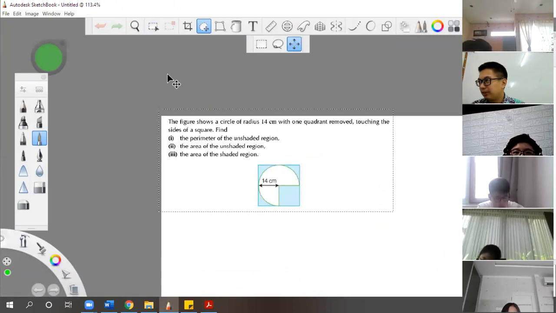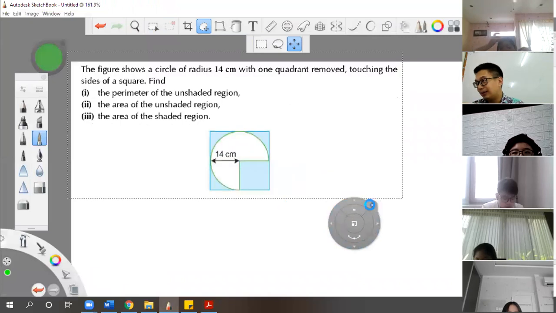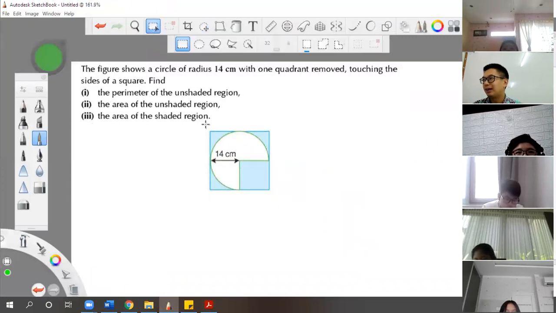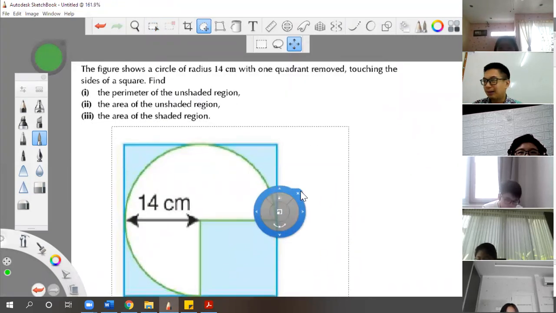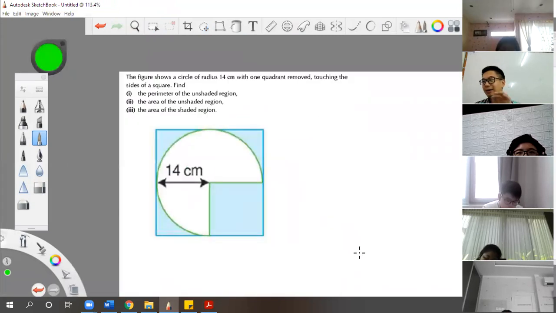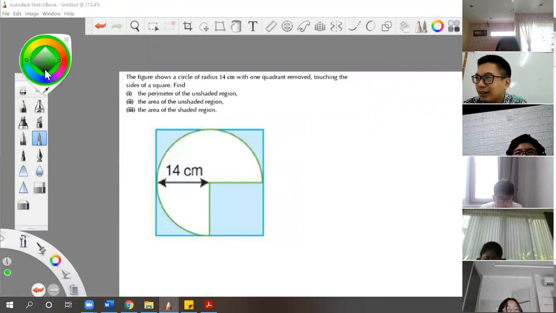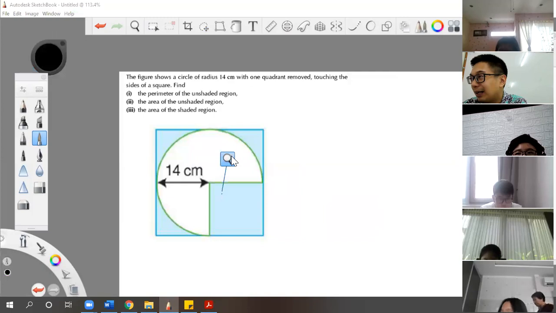So the figure shows a circle of the radius 14. Oke, udah dikasih tau tuh 14, udah digambarin. Sekarang waktunya kita gambarnya. Gedein, biar enak guys. I am the guy that has no sense of neatness. I cannot write neat, so I have to make it bigger, biar lebih enak lihatnya.